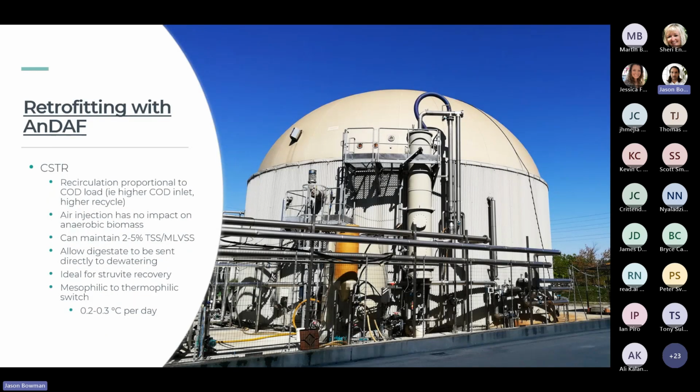So when we retrofit with recuperative thickening, the following process methods are generally considered. Number one, the amount of sludge recirculation is typically proportional to the COD load on the inlet. So basically the higher the COD on the inlet, the higher the recycle rate that we'll have from our recuperative thickening process.